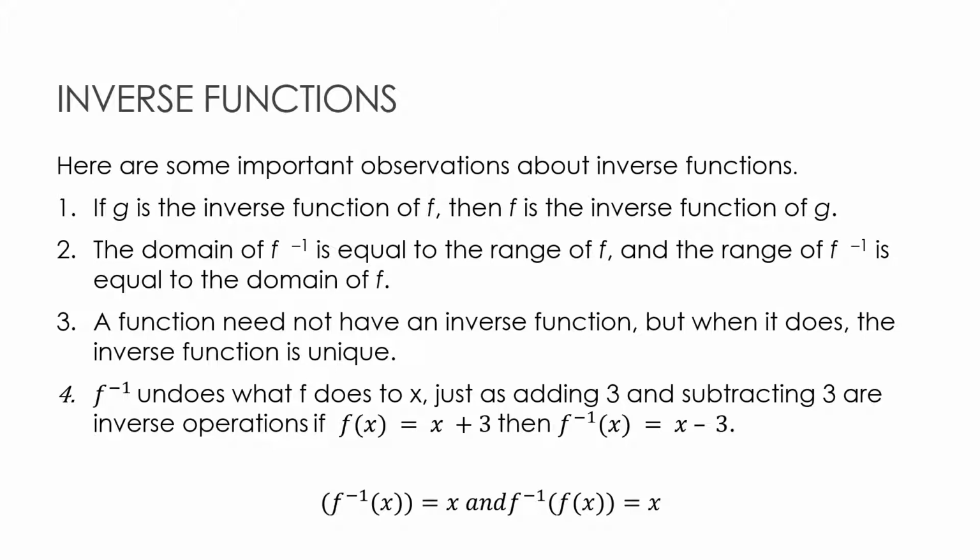A function does not necessarily have an inverse function, but when it does have an inverse function, there's only one of them. It's unique. So it's not going to be a set of inverse functions, it's just one function. And then, of course, as we already know, inverse functions are opposites of one another. So if you do something and then you do the inverse, you're going to end up back with whatever value you started with.